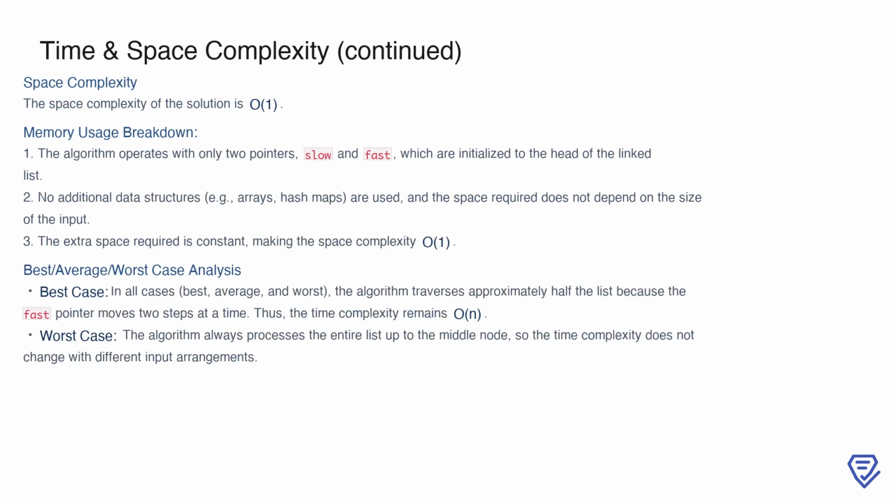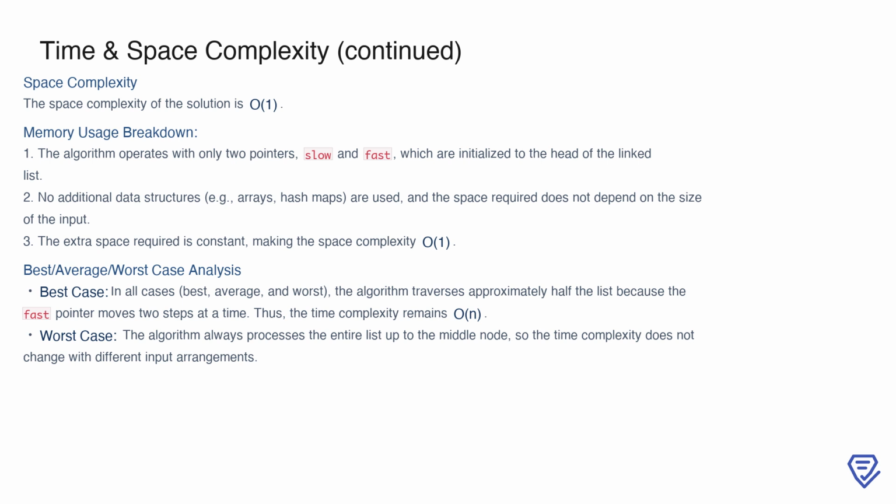Now, let's discuss the space complexity, which is O(1). The algorithm achieves this by using only 2 pointers, slow and fast, both of which are initialized to the head of the linked list. There are no additional data structures, such as arrays or hash maps, involved in the solution. Since the amount of memory used does not depend on the size of the input, the space complexity remains constant.